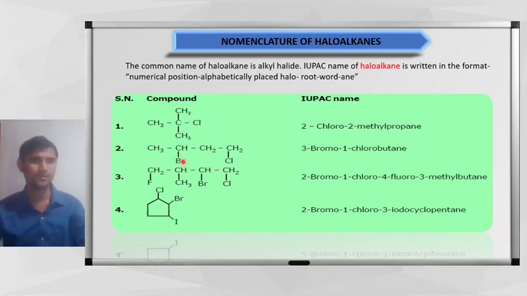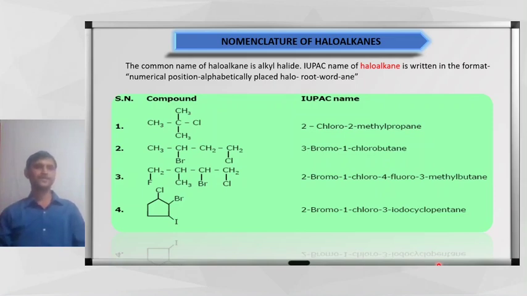Because in our rule we learn that the ascending order is according to the alphabet. So this is our rule also. So that is important. That's why we write 3-bromo, 1-chloro-butane, because 4 carbons are there. So the name of this system is 3-bromo, 1-chloro-butane. Now see the next example.